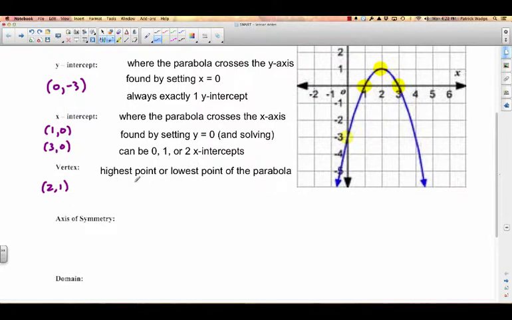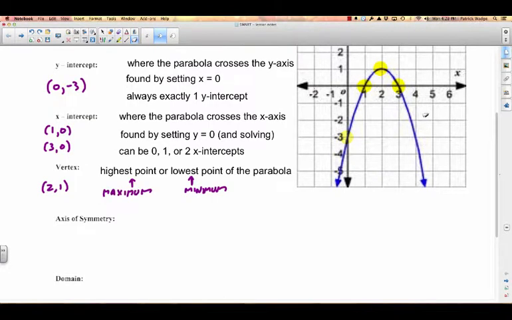There's different names for the highest point and lowest point. If it's the highest point, like this one, that is called the maximum. And that makes sense, right? That's the highest point or the maximum point of this parabola. If you had a parabola facing upwards like this, or opening upwards we say, then the vertex is down there, and that is called a minimum. There's no point lower than that point, so it's the minimum value or minimum point.